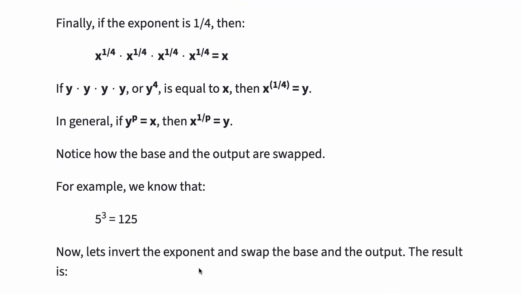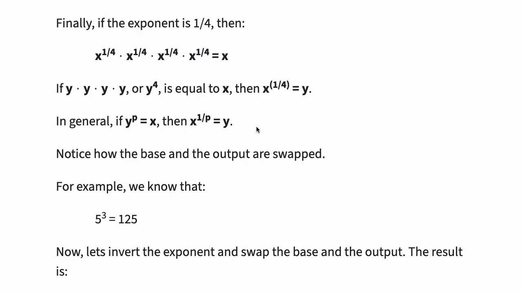Finally, if the exponent is 1/4, then x to the 1/4 times x to the 1/4 times x to the 1/4 times x to the 1/4 equals x. If y times y times y times y, or y to the fourth, is equal to x, then x to the 1/4 equals y. In general, if y to the p equals x, then x to the 1/p equals y. Notice how the base and the output are swapped.